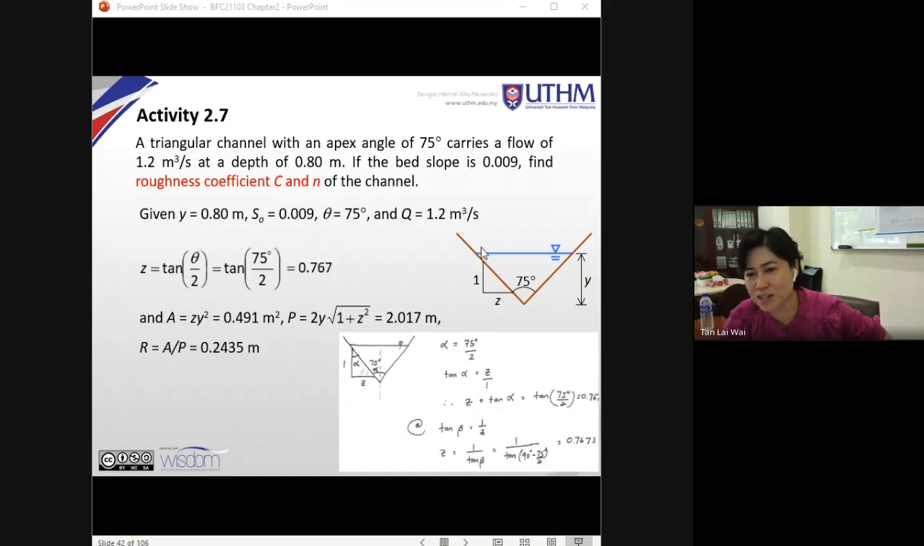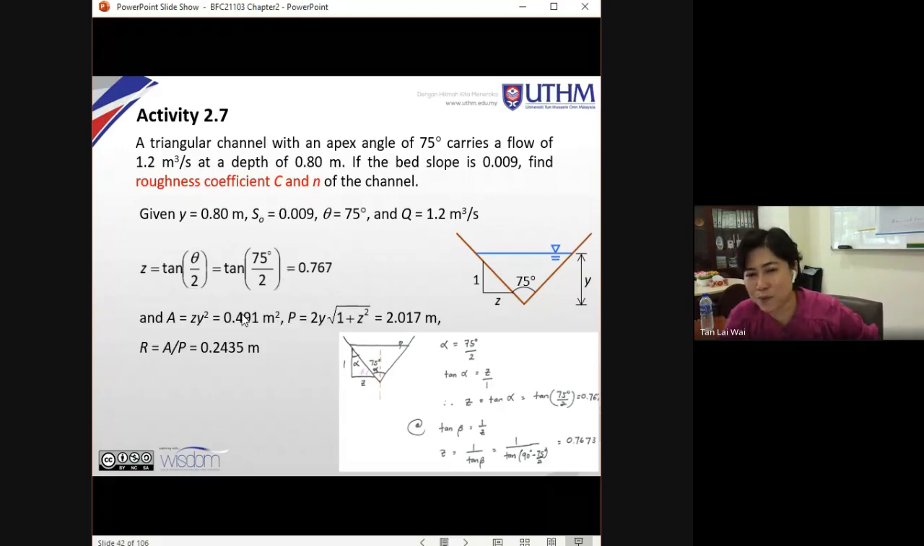Tangent 75 degree divided by 2 is Z over 1. Therefore, Z is tangent 75 degree over 2, so I have 0.767. The other way you can check: this angle is 90 degree minus 75 divided by 2, so tangent of this angle would be 1 over Z. You are going to get the same answer no matter which angle you are using, as long as your tangent is correct. So Z is 0.767. I have shown both here, so you can get your Z. Therefore, you can solve for A, P and R.